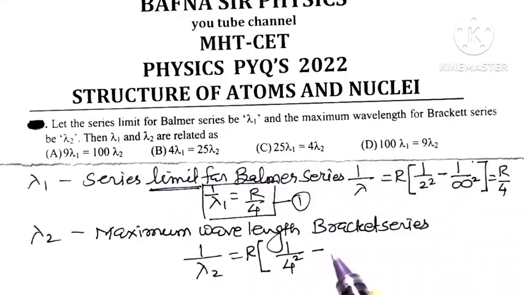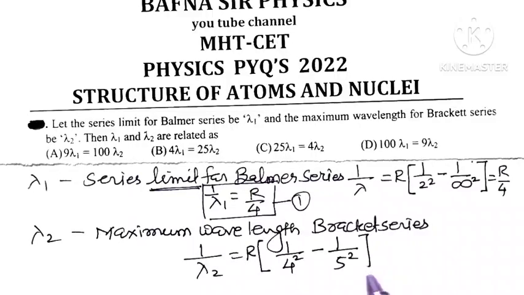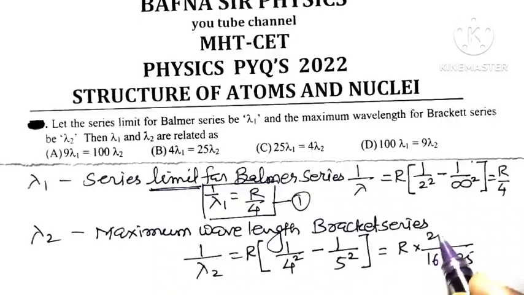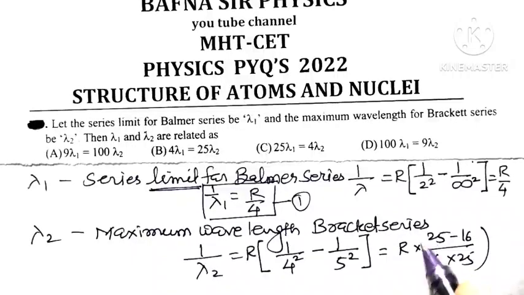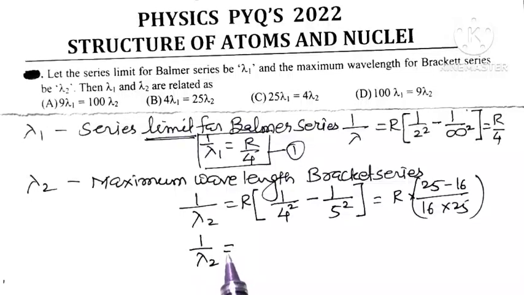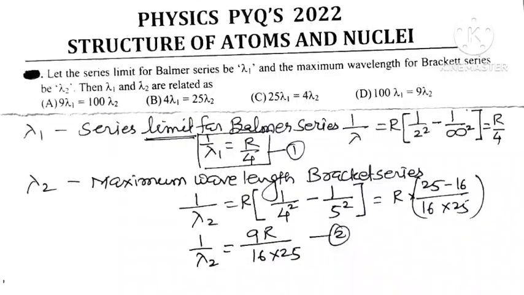Now, for maximum wavelength, the adjacent energy level is 5. So, 1 upon 4 square minus 1 upon 5 square. That is equal to R into 16 and 25, so 16 into 25, and this is 25 minus 16. So, 1 upon lambda 2 is equal to 9R divided by 16 into 25. This is equation number 2.